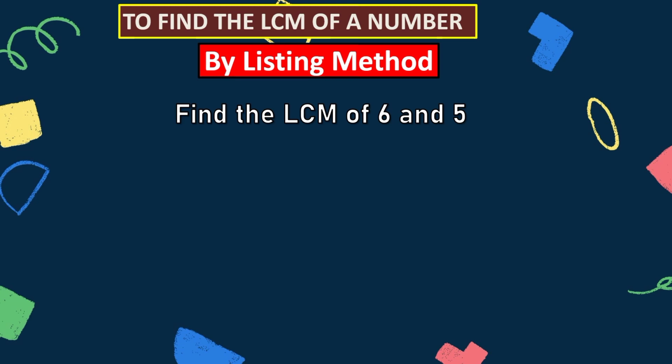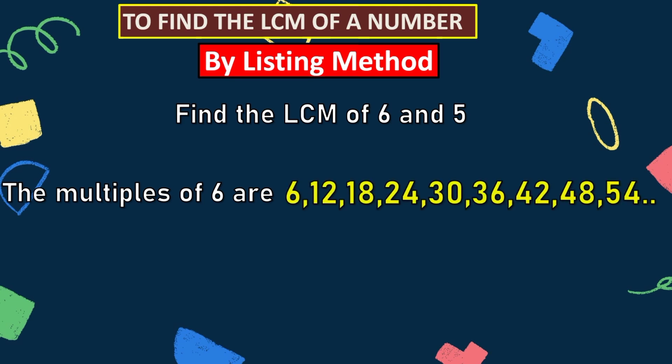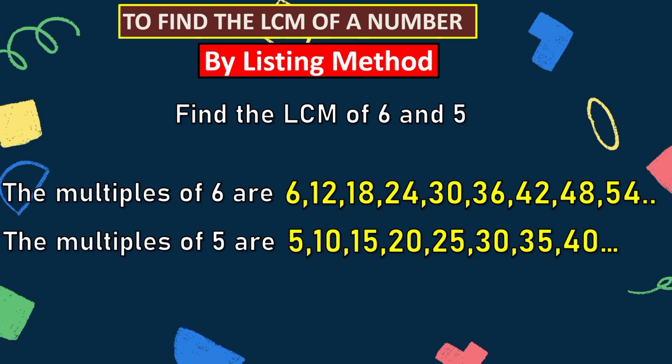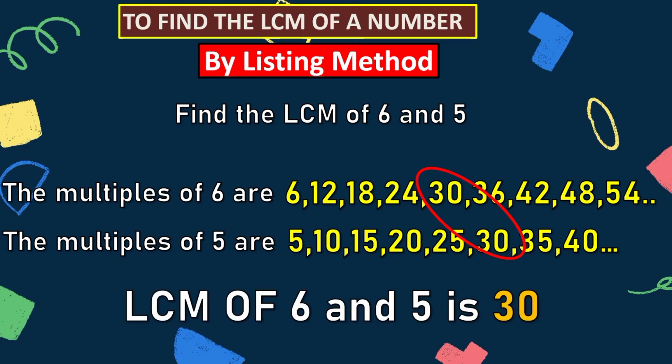So let's list the multiples of 6. The multiples of 6 are 6, 12, 18, 24, 30, 36, 42, 48, and so on. The multiples of 5 are 5, 10, 15, 20, 25, 30, 35, 40, and so on. As you notice, they have a common multiple, 30. The first common multiple to appear is the LCM, meaning the LCM of 6 and 5 is 30.